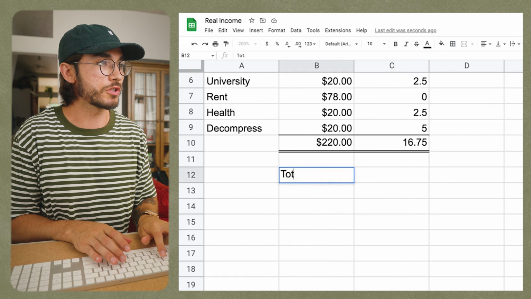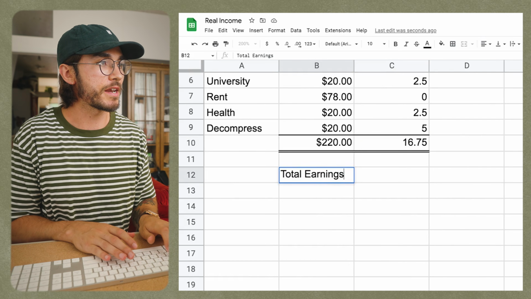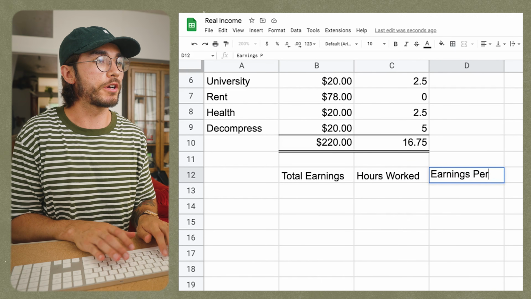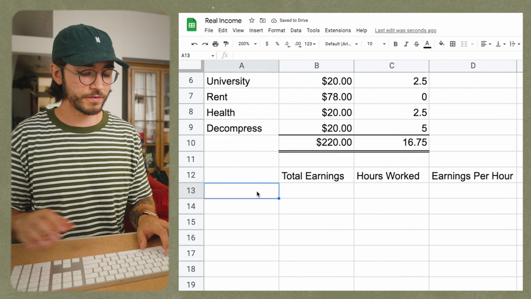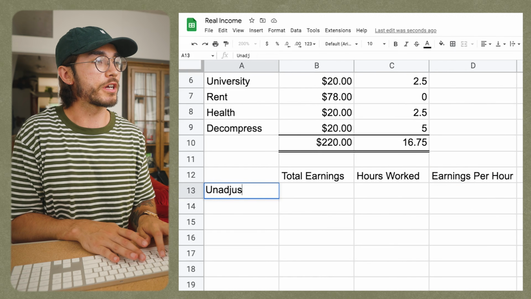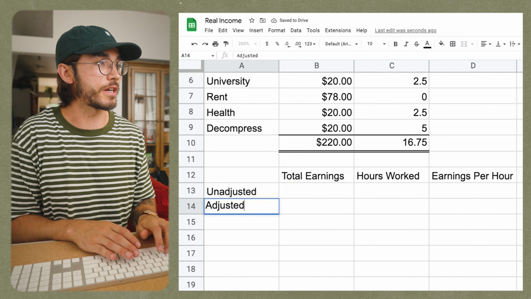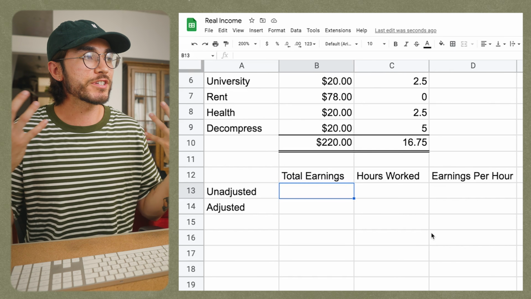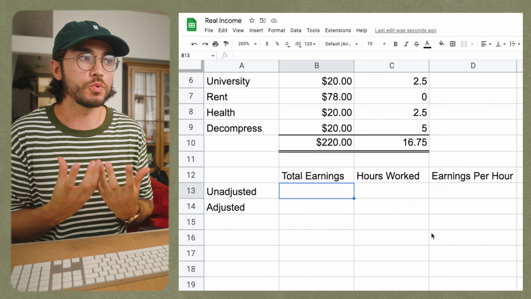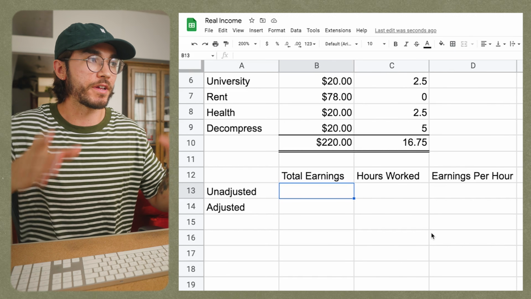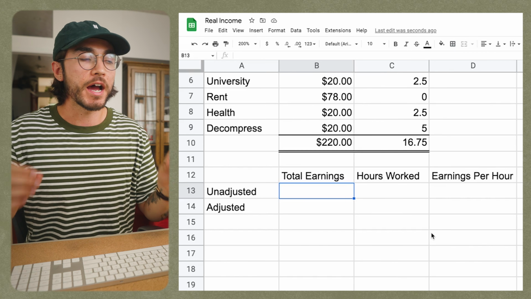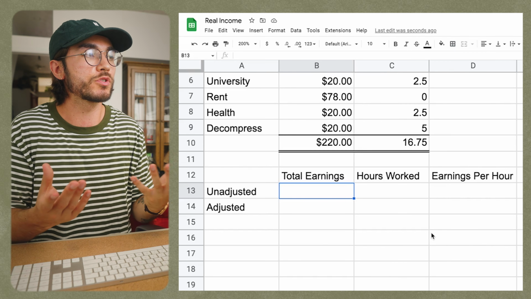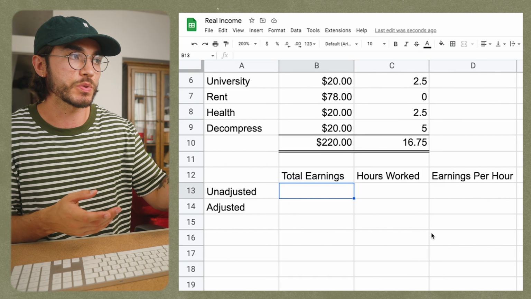So we're gonna put total earnings as a new heading. Then beside that, we'll put hours worked. And then finally, we'll put earnings per hour. And then on the left here, we can have unadjusted and adjusted. So in this cell here, I want you to put your after-tax income that you earned in whatever particular year that you are analyzing here. But I don't want to put the full year's income here. I want to get this down to a weekly amount because that's what we're looking at.